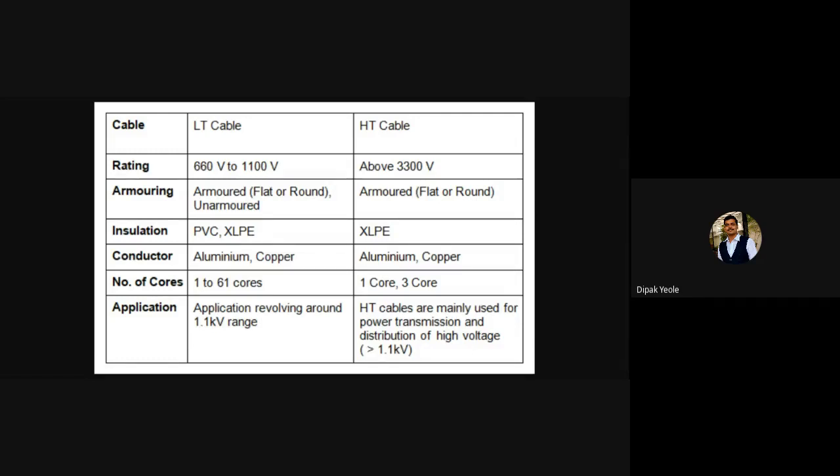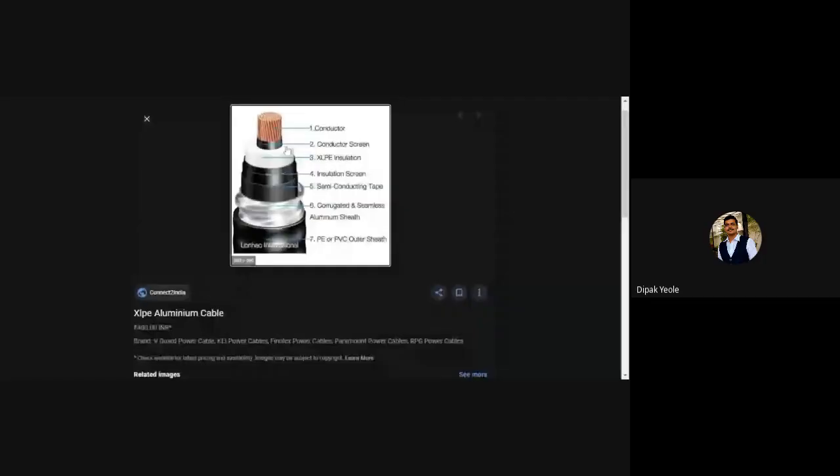So let me show the picture of an XLPE cable so that you can understand what exactly XLPE looks like. Yes, so this is an XLPE aluminum cable. Here there are different stages.